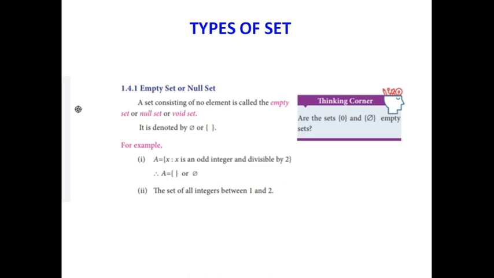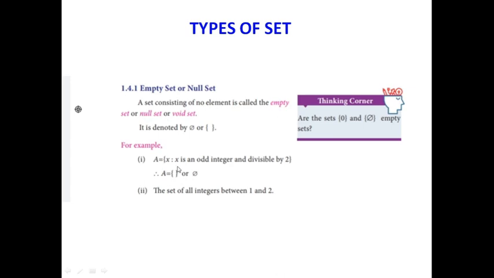First is the empty set or the null set. If a set has no element, then the set is said to be an empty set, null set or void set. This is how we represent the null set: open and close parenthesis, or it is denoted by this symbol.